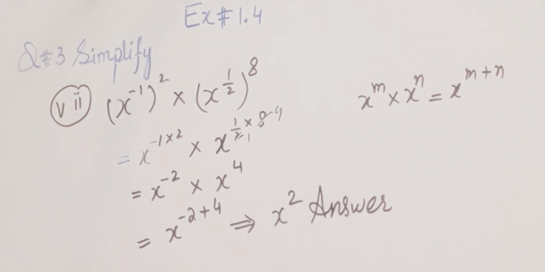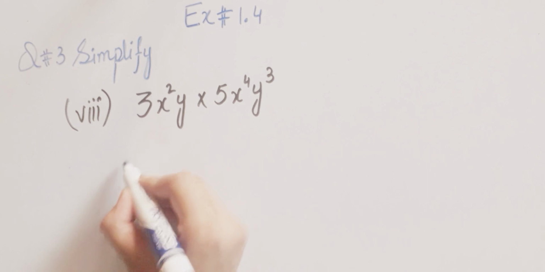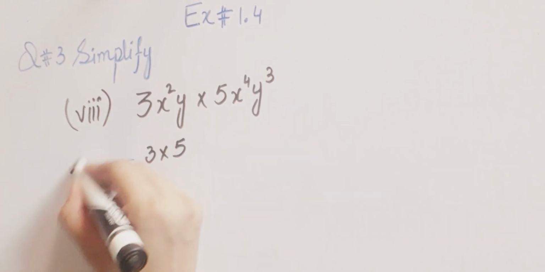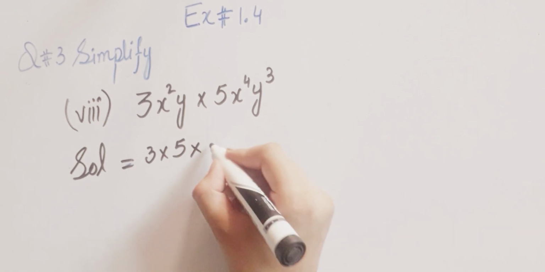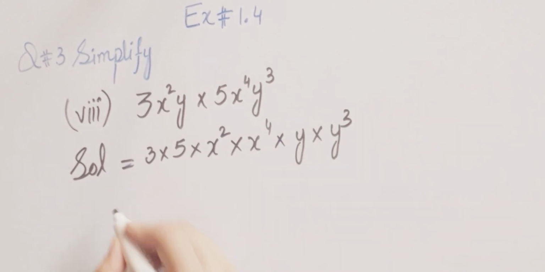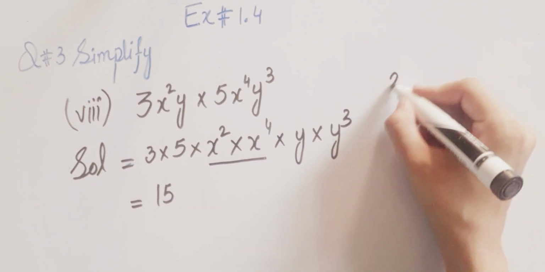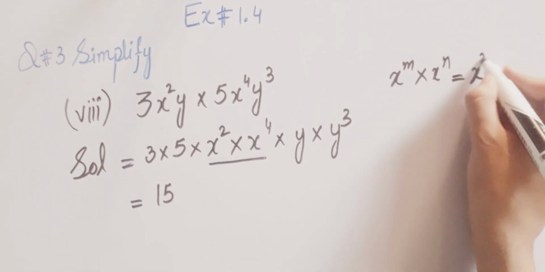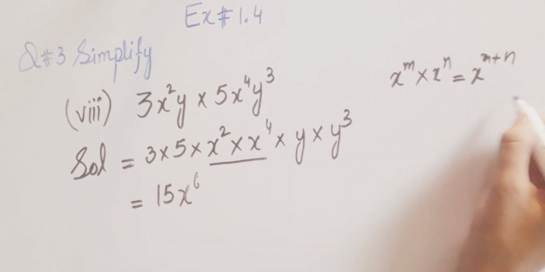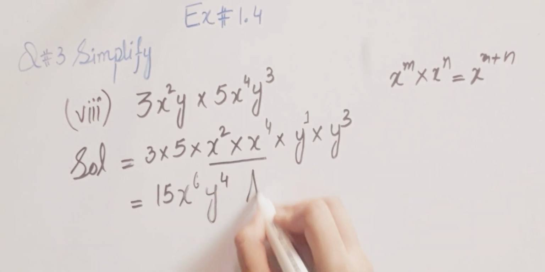Now we will solve 8th part. Now in 8th part we have 3x square y multiply 5x4 y cube. Now we will write this as, arrange the like terms, 3 multiply by 5 and multiply x power 2 multiply x power 4 and y multiply by y cube. Now 3 multiply 5 is 15. Here we apply the product law. According to that, x power m multiply x power n is equal to x power m plus n. So 2 plus 4 is 6. We write x power 6. Here we also apply the product law. This y has power 1. 1 plus 3 is 4. So y power is 4. So this is the answer of this question.